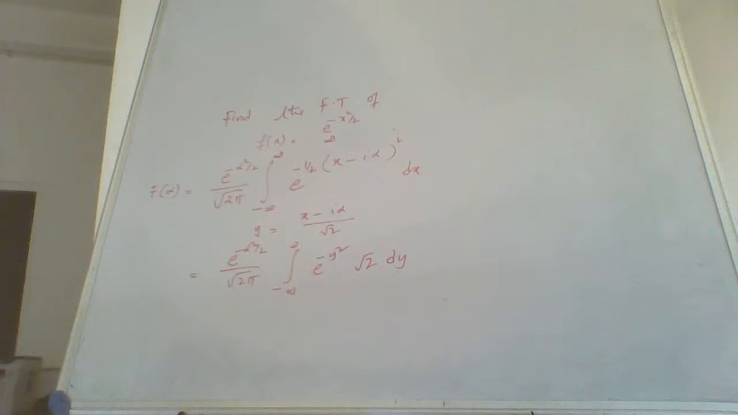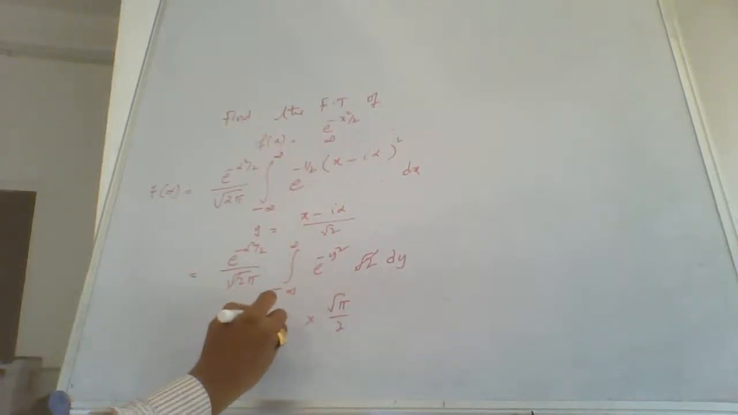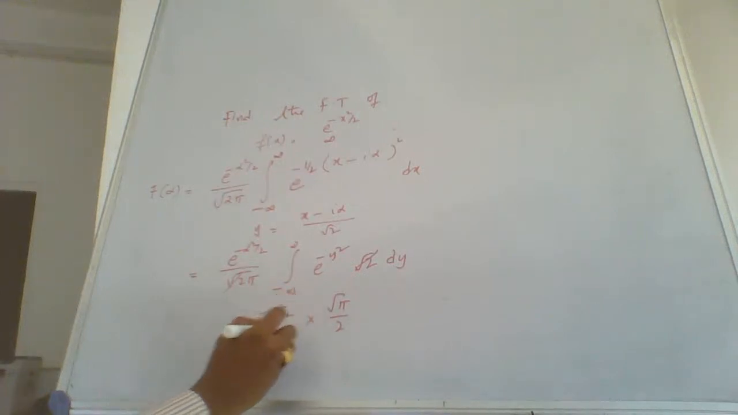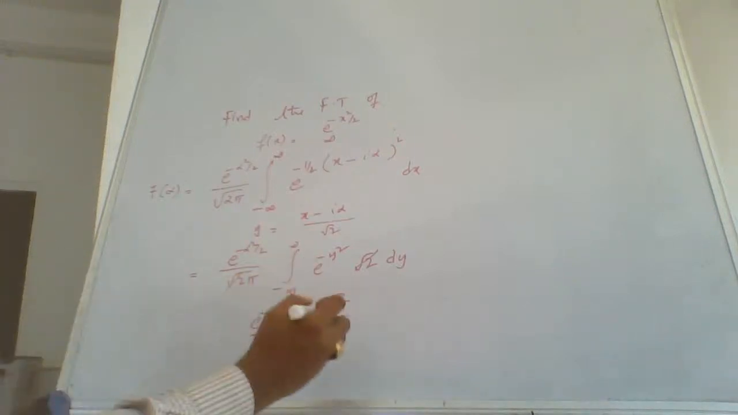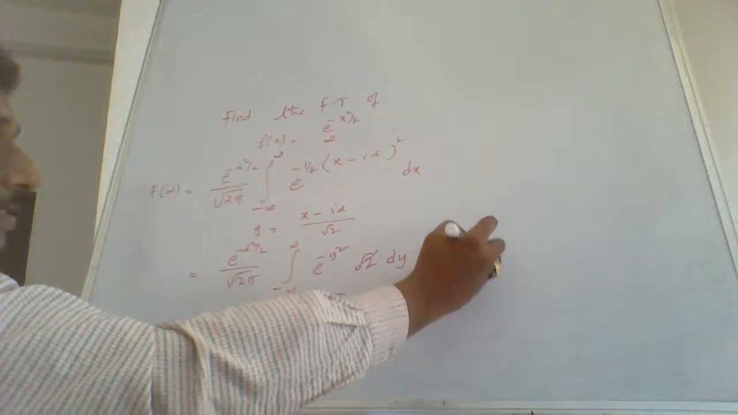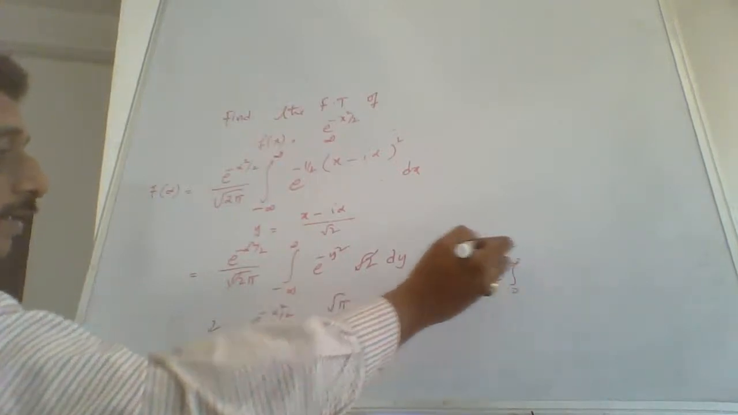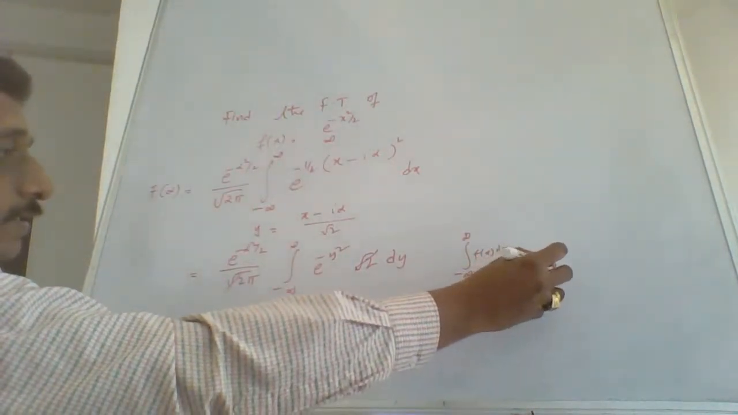Now if I cancel these two, I have this result as e to the power of minus y square as root pi by 2. So e to the power of minus alpha square by 2 by root pi. So I'll be getting by 2. So I'll be having that, right? And this is 2 times, that is for minus infinity to infinity f of x dx, so that is 2 times 0 to infinity f of x dx, right?